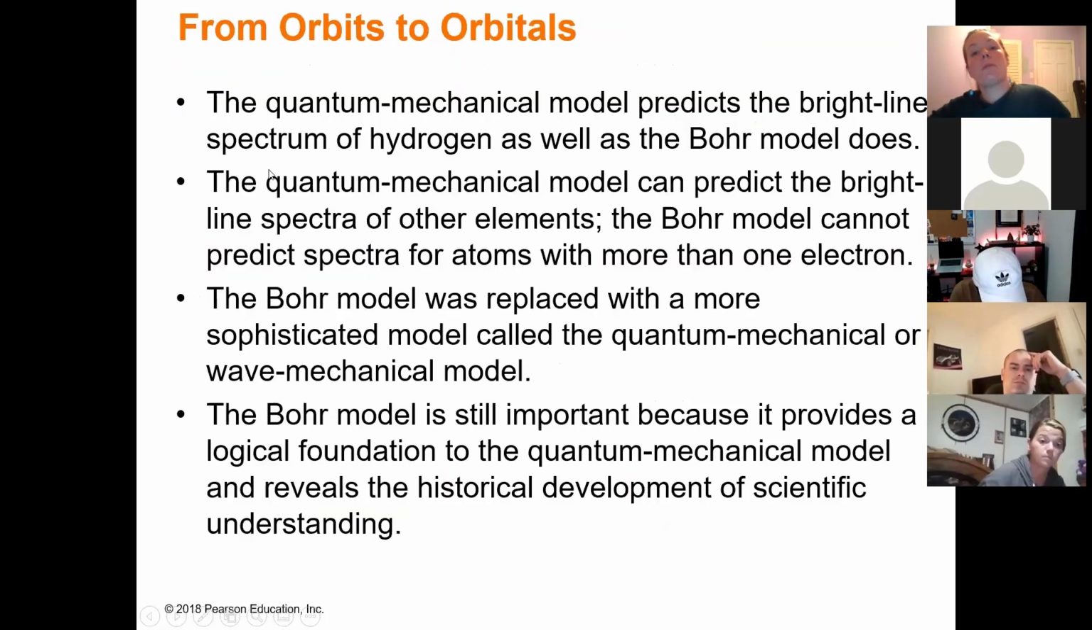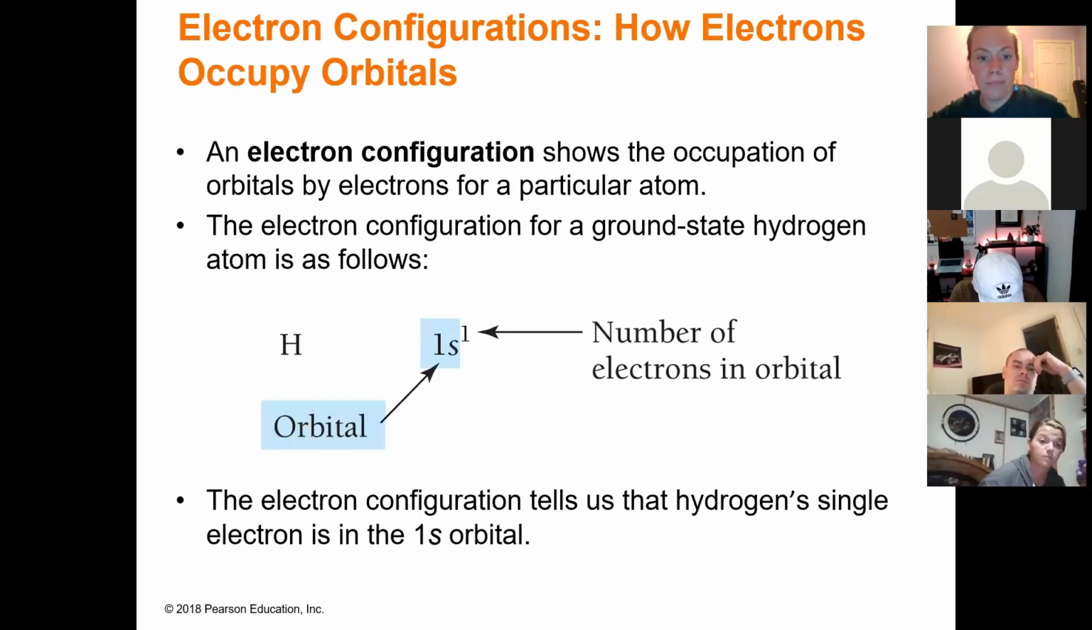All right, so from orbits to orbitals. The quantum mechanical model predicted the spectrum for hydrogen, and it predicted for all the other elements as well, which is great. We like that. The Bohr model was replaced with the more sophisticated quantum mechanical or wave particle duality model. The Bohr model is still important, but we like the quantum mechanical model.